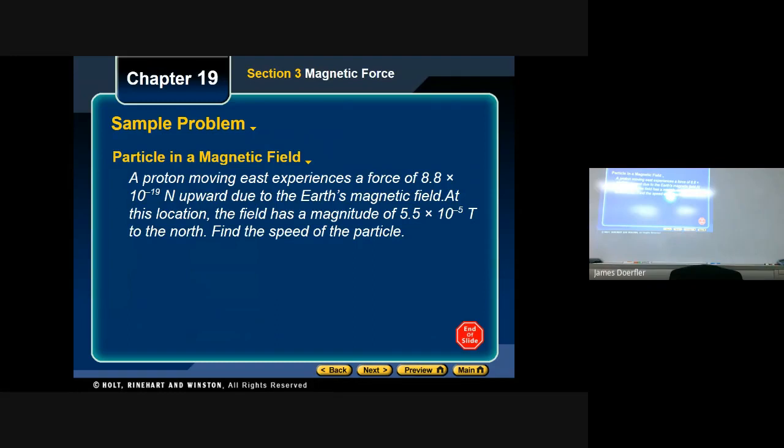All right. So we have a proton moving east experiences a force of 8.8 times 10 to the negative 19th newtons upward due to the Earth's magnetic field. At this location, the field has a magnitude of 5.5 times 10 to the negative 5th Tesla to the north. Find the speed of the particle.